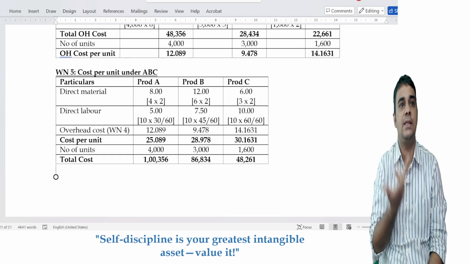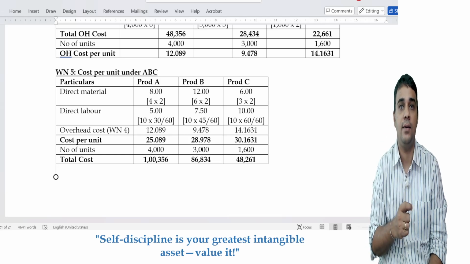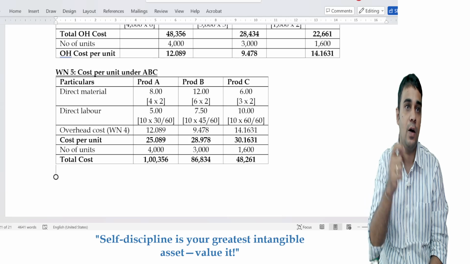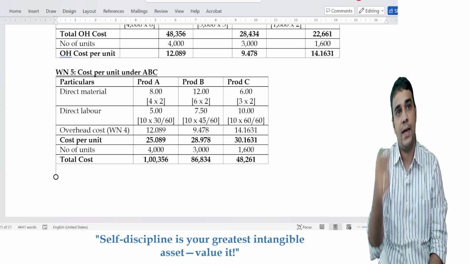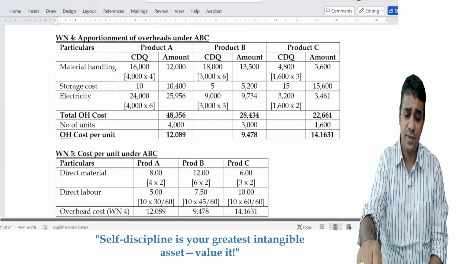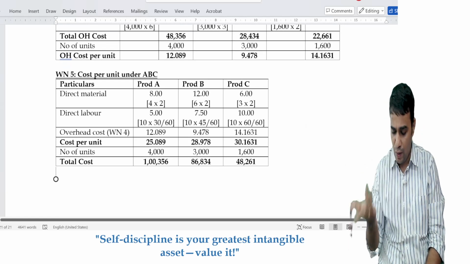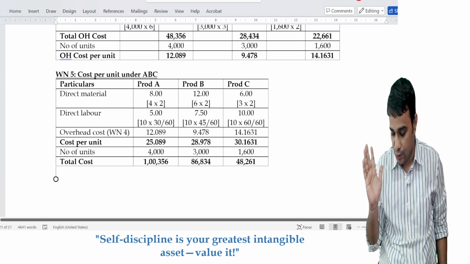Overpricing means sales will not happen because you thought the cost is 32, but the real cost is only 29. So you are overpricing it. One product you are underpricing, the second product you are overpricing, and the third product again overcosting: 33 there, and here it is only 30. So overcosting is also bad, undercosting is also bad.